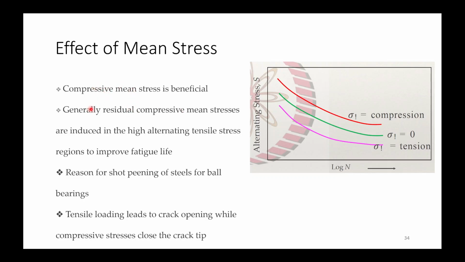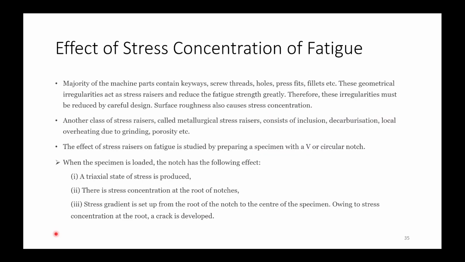Generally residual compressive mean stresses are introduced in high alternating tensile stress region to improve fatigue life, and tensile loads lead to crack opening while compressive stresses close the crack tip. Next is effect of stress concentration on fatigue.